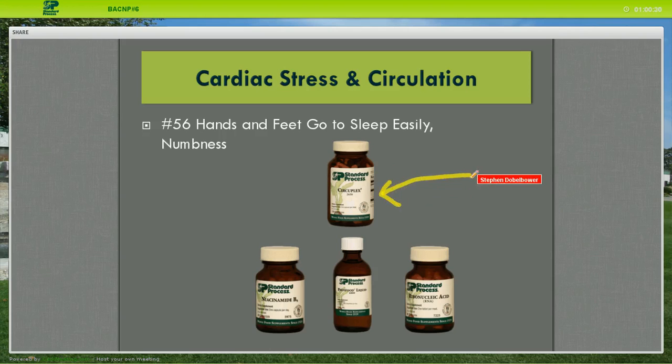So Circuplex is another product like Cardio or Vascular in that it's a combination product that puts the B vitamins niacin and B6 along with some phosphate and ribonucleic acid into one product. The idea behind this product is to improve the flow of blood through the blood vessel. So for the person who has atherosclerosis and hardening of the arteries, they tend to have hands and feet that are cold or they go to sleep easily. So that would be a situation where I do Circuplex.